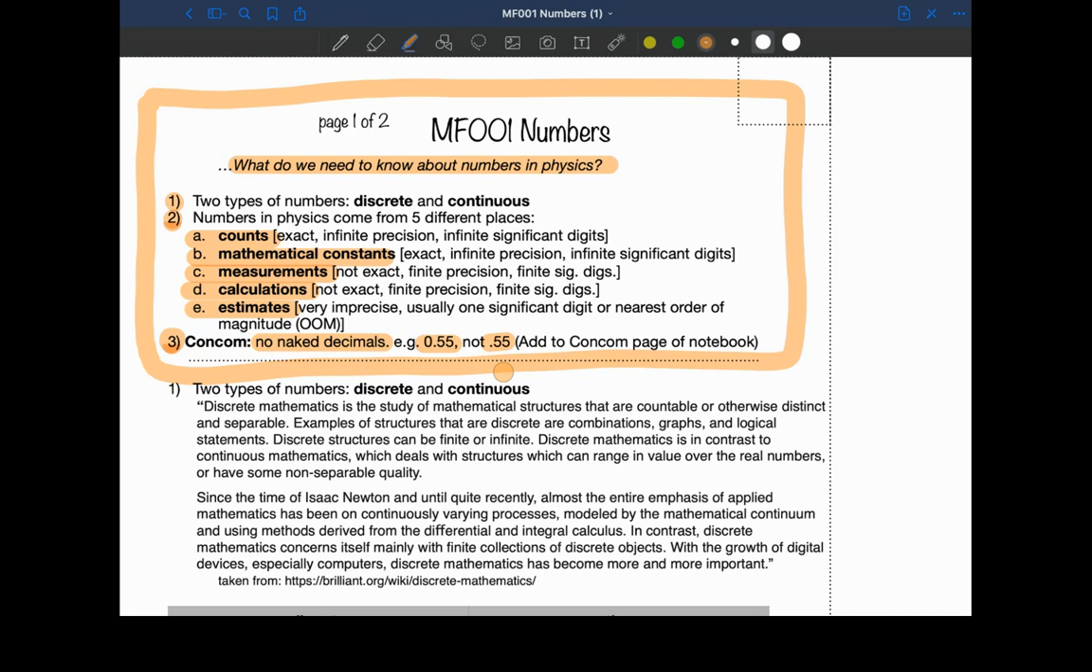What I'd like you to do at this point is you might want to pause the video for a few seconds and read these 2 paragraphs about discrete and continuous numbers. When you're done reading that, we'll discuss it.